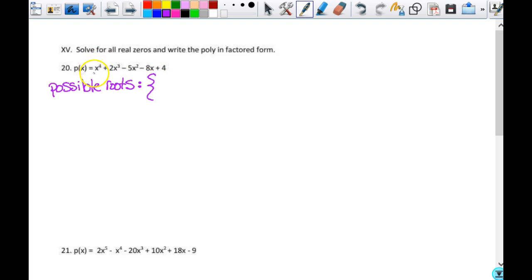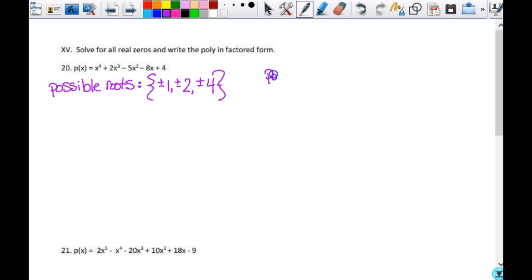And since the leading coefficient is 1, that's good. So it's really just the factors of 4. So it's plus or minus 1, plus or minus 2, and plus or minus 4. Those are my possible roots. And then I also need to use Descartes' rule of signs to figure out how many positive and negative real solutions I may have, or I will have.